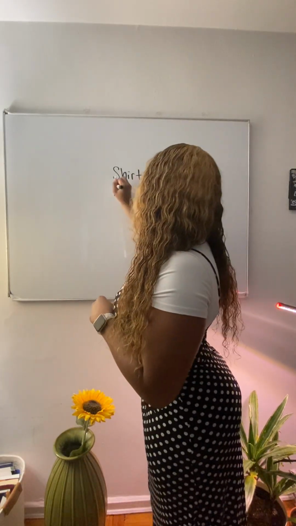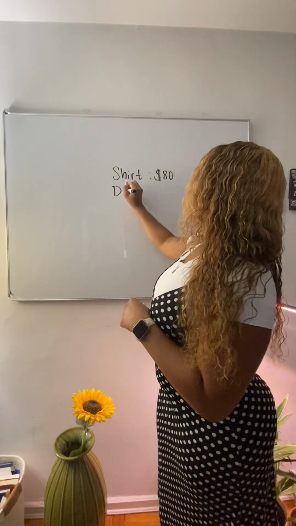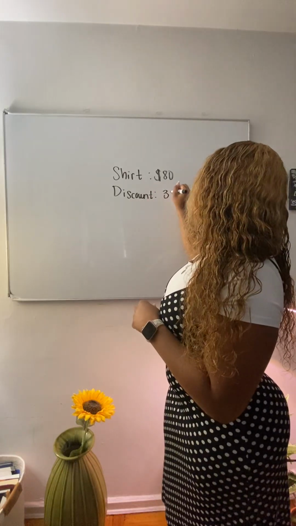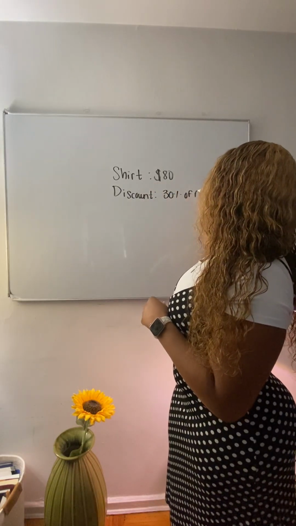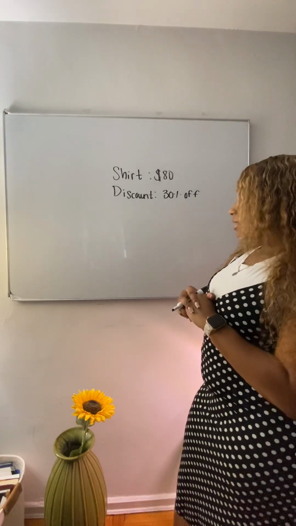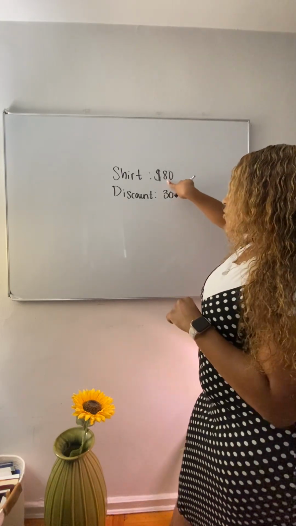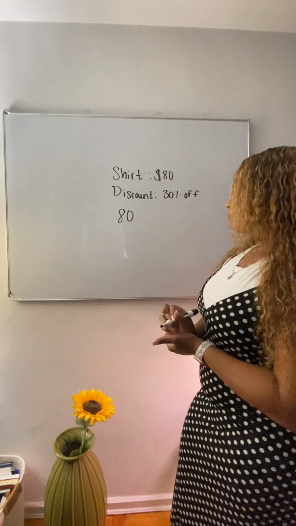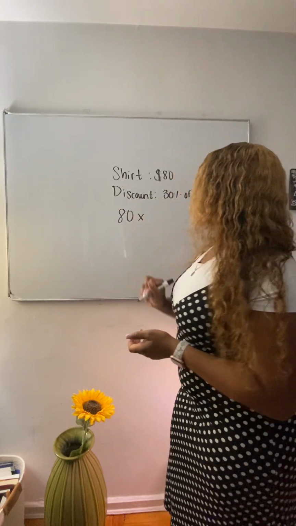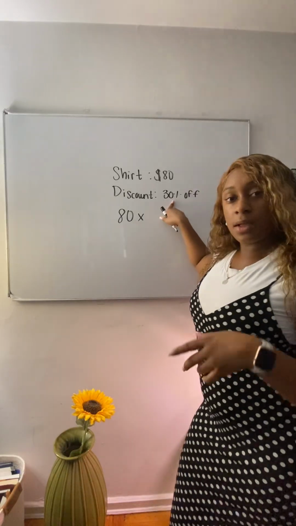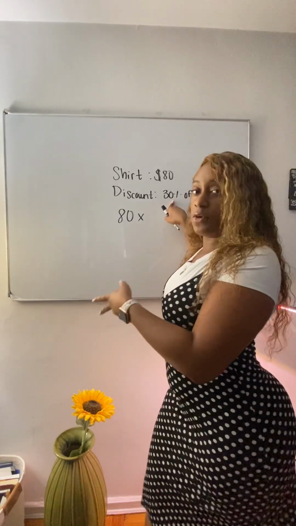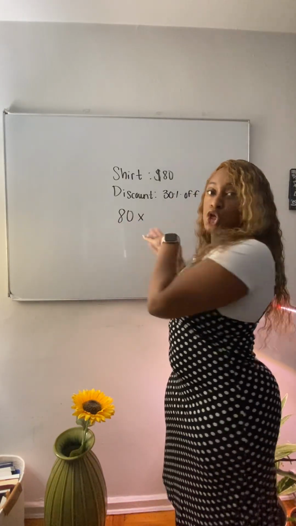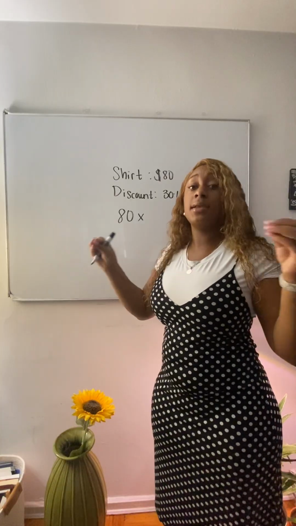So our discount is going to be 30% off. Okay, so we have our starting value, which is $80. We're gonna do 80, and we're gonna now multiply it by 30%. However, have you ever heard of multiplying a whole number by a percent? No, right? So percentages and decimals go hand in hand.